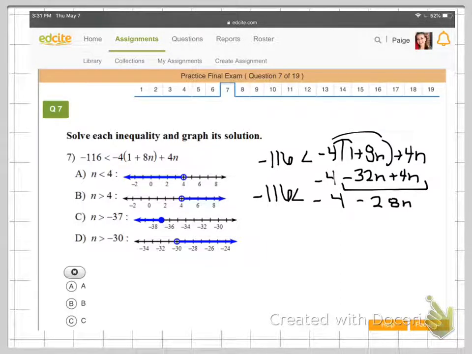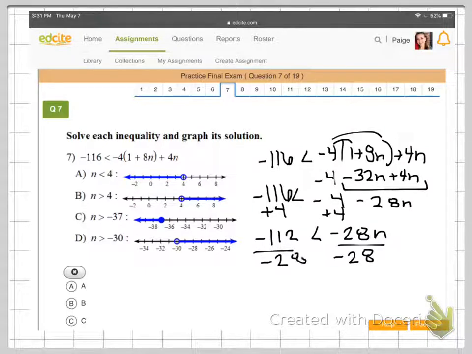Okay, so I'm here. I need to move that 4 by adding, so plus 4, plus 4. So that gets us negative 112. And then negative 28n. And then divide by negative 28. But because you're dividing by negative 28, you got to flip that sign. So that gets us 4 is greater than n. Okay, so again, the inequality sign is eating the 4. So that would be A. Because B, it's not eating the 4. And then C and D, it's not even number 4. So A is our answer.